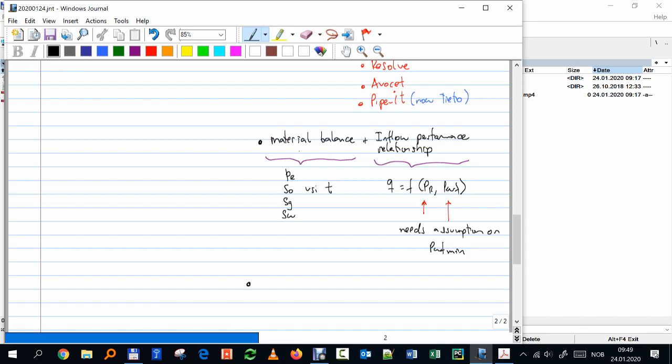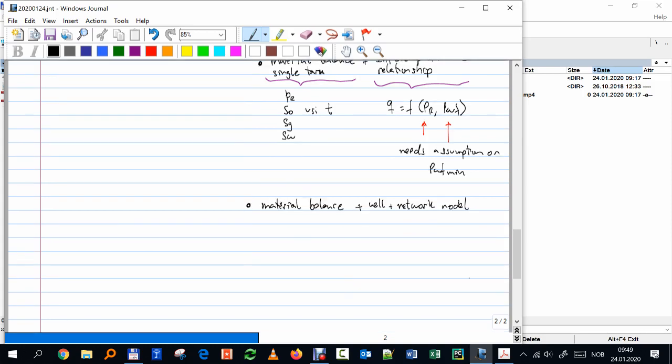Okay, another approach, which is a bit more advanced than this one, is material balance. Remember, material balance is a single tank. Then you have a reservoir simulator, and then you have material balance plus a well and network model, in which I couple these and do my calculations exactly the same way, but here I have Q as a function of PR and P separator. I include my model not only up to the bottom hole, but all the way to the separator.